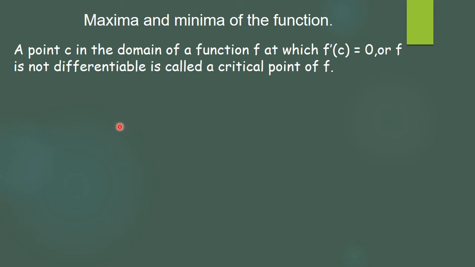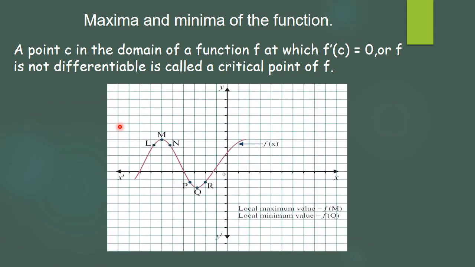Now for the maxima and minima, first we should find the critical point. Now what is meant by a critical point? A point c in the domain of the function f for which f dash of c becomes 0. So we set the first order derivative equal to 0 and try to get the value of c, and this c is called a critical point. Or if f is not differentiable at c, then also c is called a critical point. So first for the maxima and minima, we require to find the critical point.